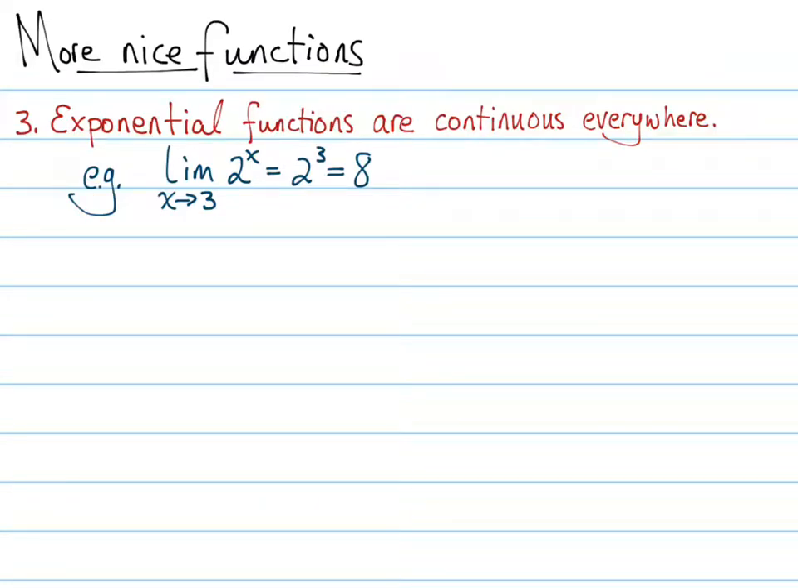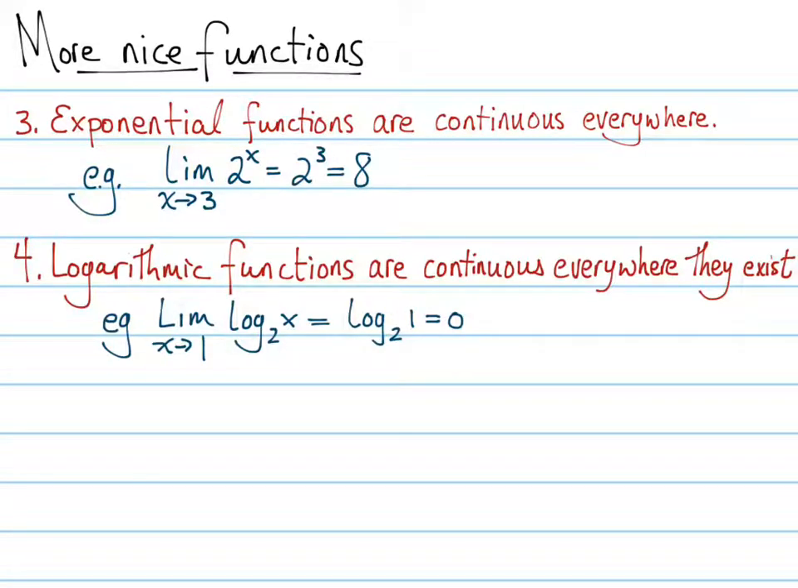Now, the exponential functions are continuous absolutely everywhere. So you can plug in the value you're looking for if it's just a plain exponential function like 2 to the x or e to the x or whatever. Logarithmic functions are continuous everywhere that they exist. And so the limit as x approaches 1 of log 2 of x is just log 2 of 1. And 2 to the 0 is 1, so log 2 of 1 is 0.